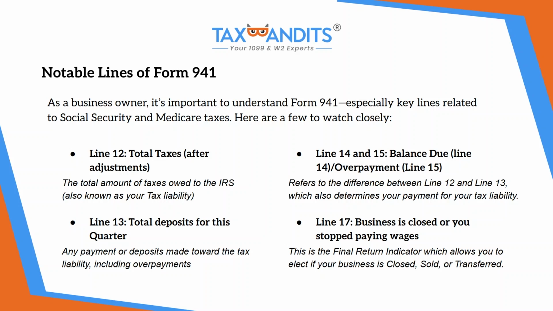We have your line 14 and line 15. Line 14 is your balance due, while line 15 is your overpayment. Essentially, it refers to the difference between line 12 and line 13, which also determines your payment for your tax liability. And also, we have line 17. Essentially, it's your final return indicator that allows you to elect if your business is closed, sold, or transferred.